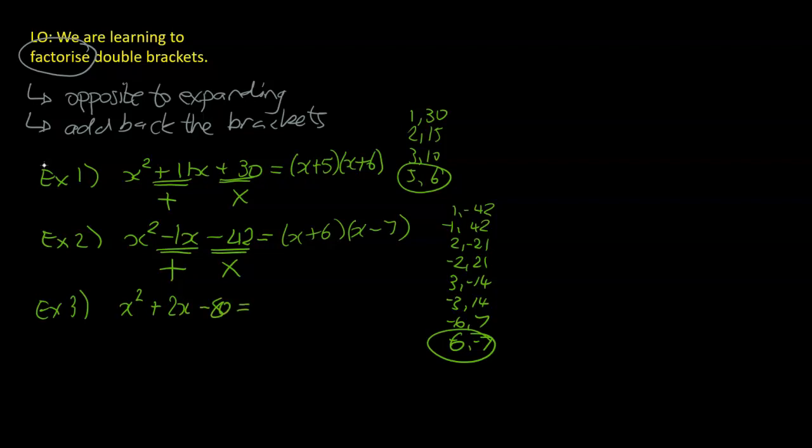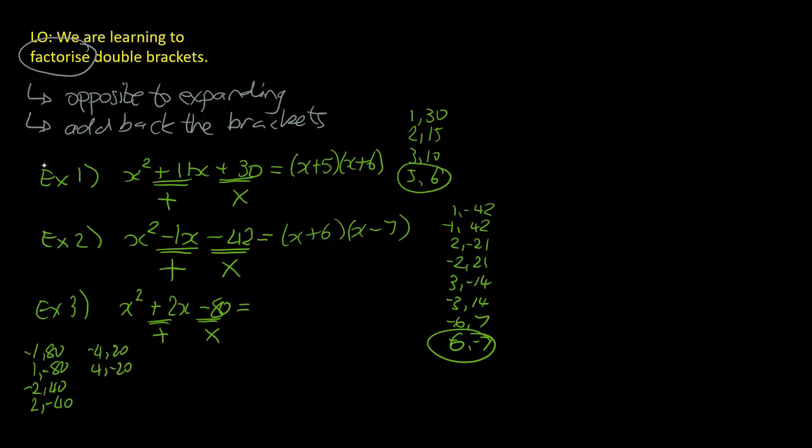So don't forget our game. Which numbers add to positive 2? Which numbers multiply to negative 80? So we're going to have a big list of factors here. So we're going to have negative 1, positive 80, 1 and negative 80, negative 2 and 40, 2 and negative 40. I don't think 3 is a factor. 4 is probably going to be involved. So we've got negative 4 and 20, 4 and negative 20.